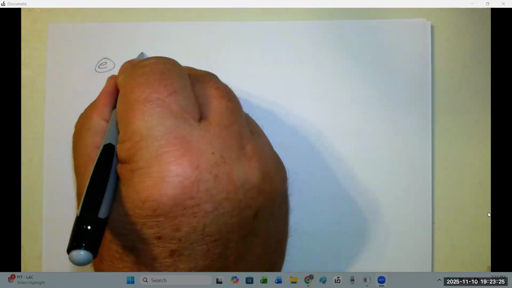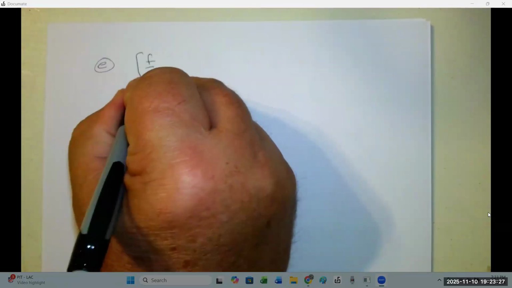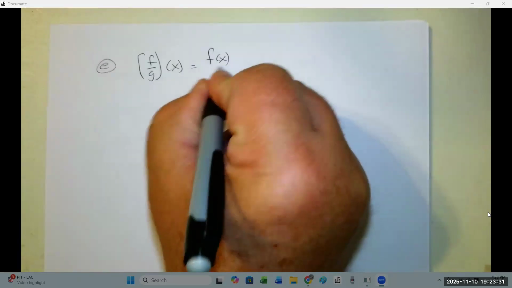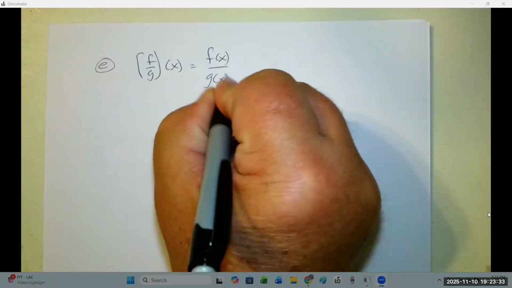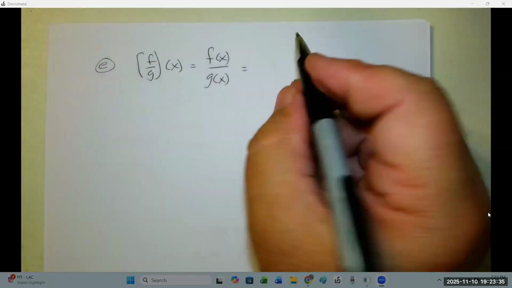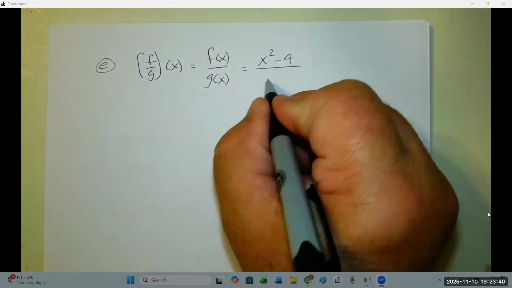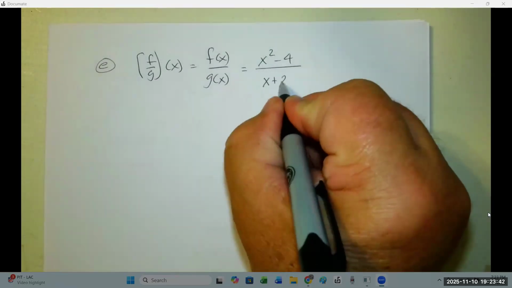And we'll be using this kind of stuff the rest of the semester. So we gotta start practicing up on that. Then we have f divided by g of x. F of x is x squared minus 4, and g of x is x plus 2.